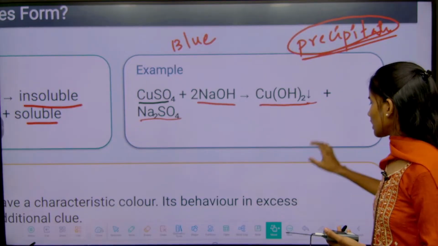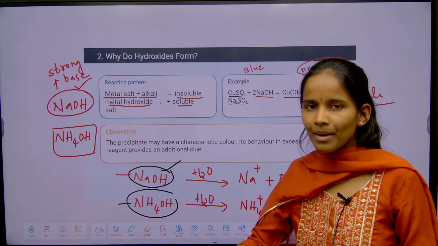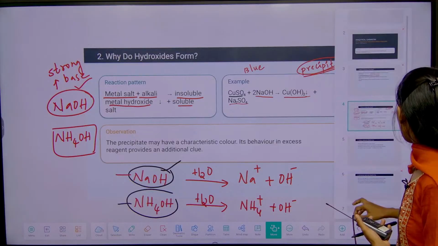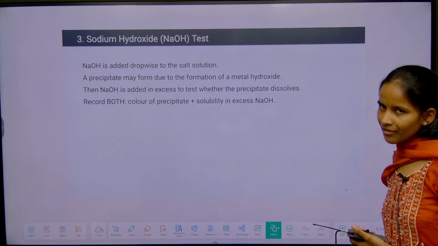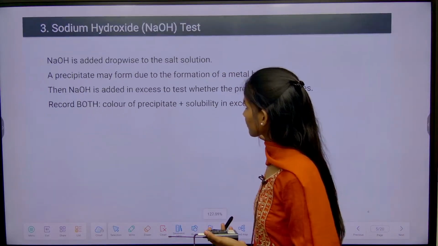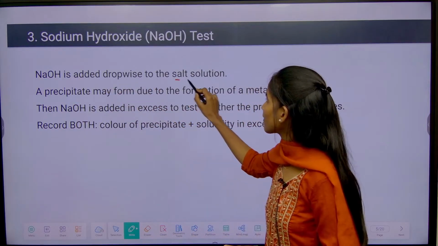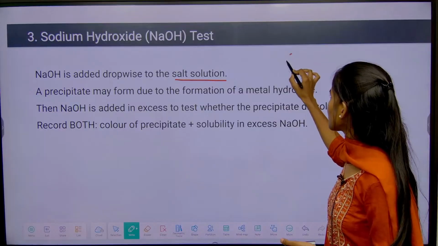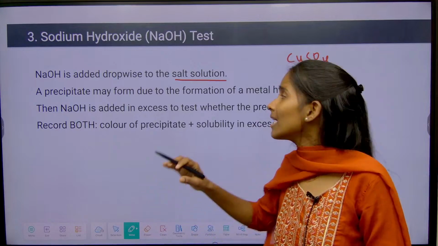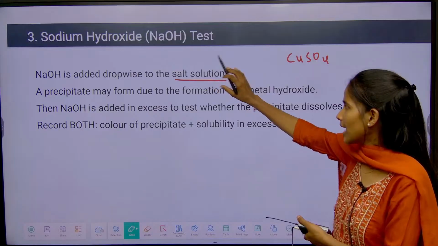Now see, we will see different examples of how we use sodium hydroxide and NH4 hydroxide in order to check different metal ions. What is the procedure for that? First we will take sodium hydroxide. Sodium hydroxide is added dropwise to the given salt solution. We will take any salt solution, copper sulphate which we have just seen, or magnesium chloride or ferric chloride, and we will add NaOH drop by drop.